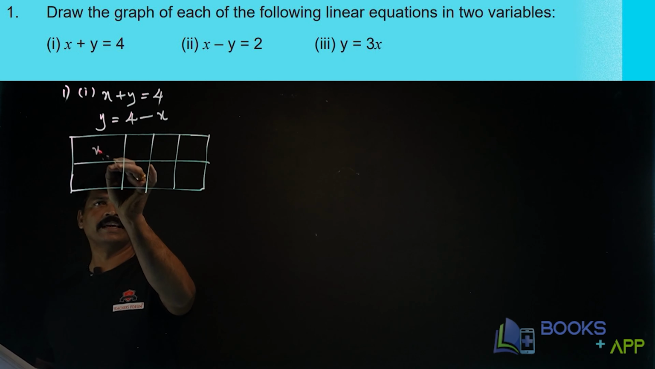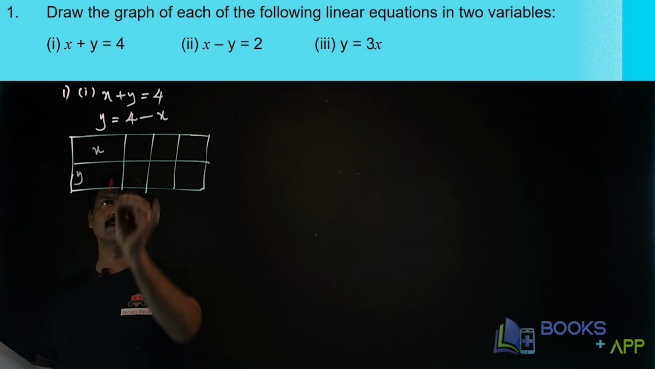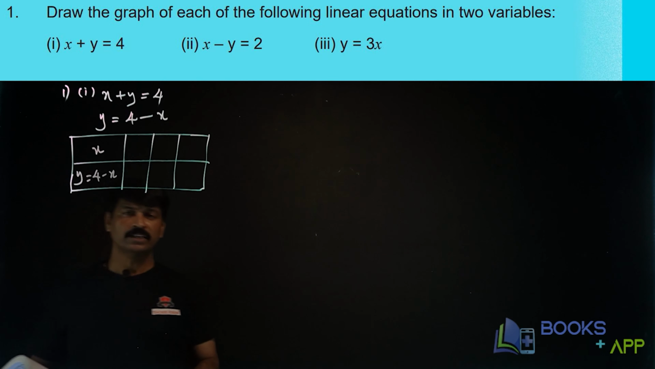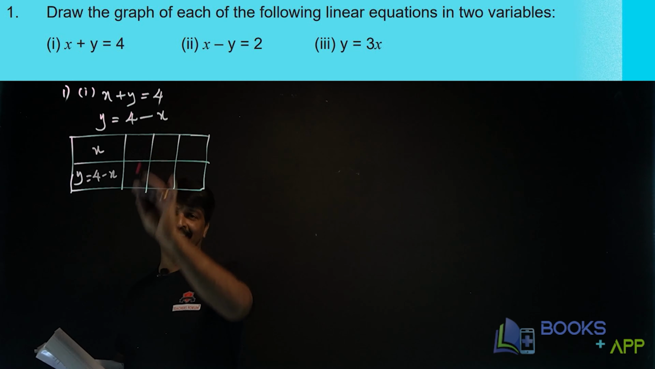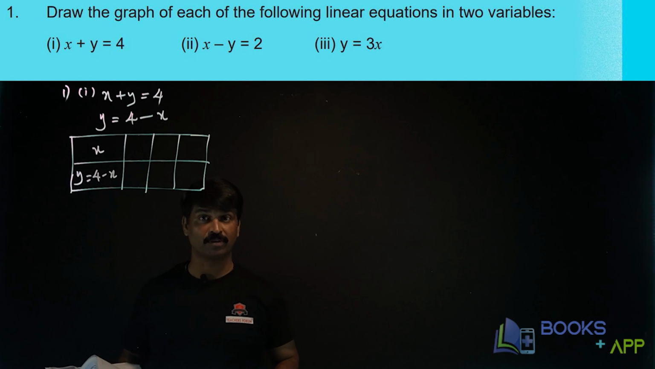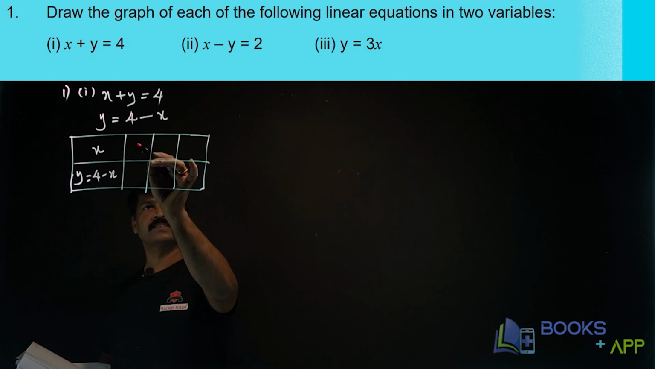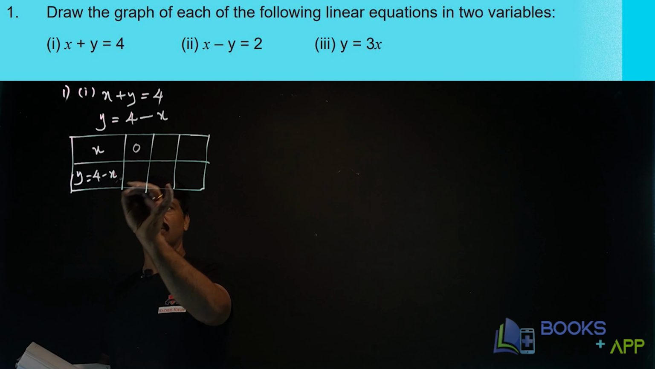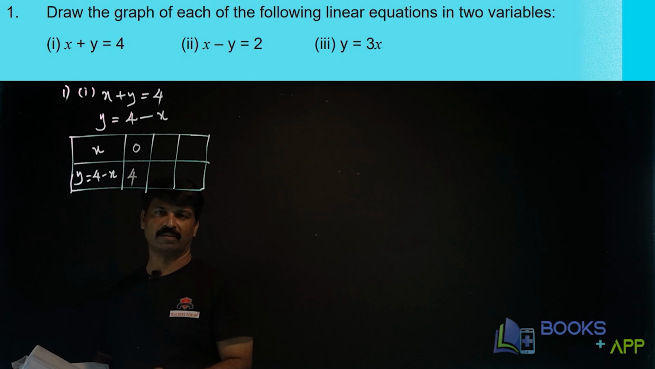Now, here you write x, and here you write y. What is y? y is equal to 4 minus x. Now you assign different values for x, then you will get corresponding values for y. Let us keep x equal to 0. Then what is y? x is 0, so 4 minus 0, that is 4.